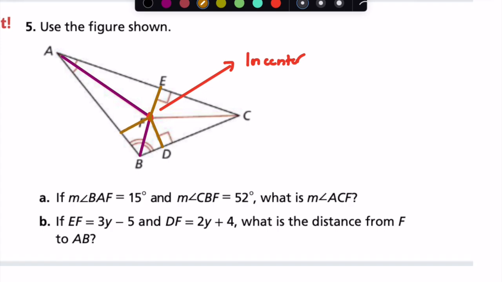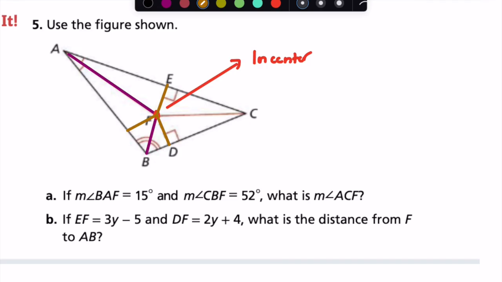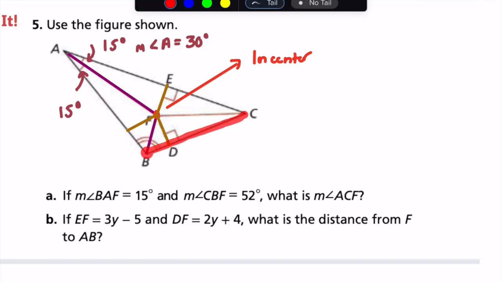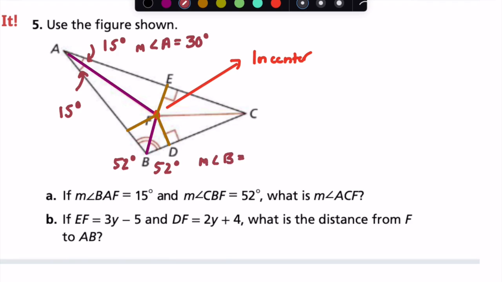So let's look at part A. In part A, they tell us BAF is 15 degrees. Because this is an angle bisector, we know this is 15 degrees as well. And the measure of angle A is just 15 plus 15, or 30. It also tells us that CBF is 52 degrees, so this part is 52 degrees, and the measure of angle B is equal to 104 degrees.